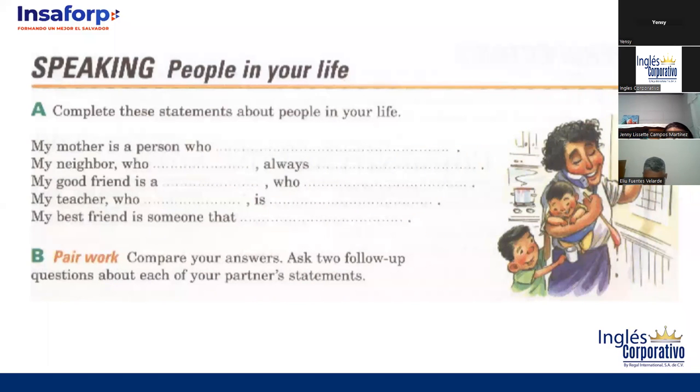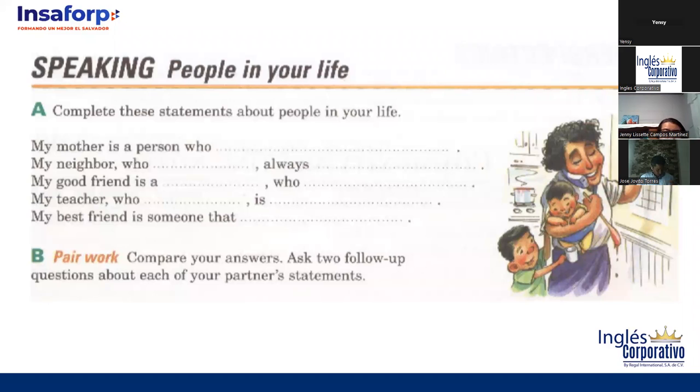Then we have Rosa Maria de Milaro. She says, my good friend is a person who always listens to me. Okay, always listens, I'm sorry. Jensi, tell me. Jensi, I think you're on mute. My mother is a person who likes cooking for our family, okay? Good job, thank you so much. My neighbor, who is a good person, always helps others. Muy bien, excellent. My neighbor, who is a good person, always helps everyone. Okay, good job. Thank you so much.